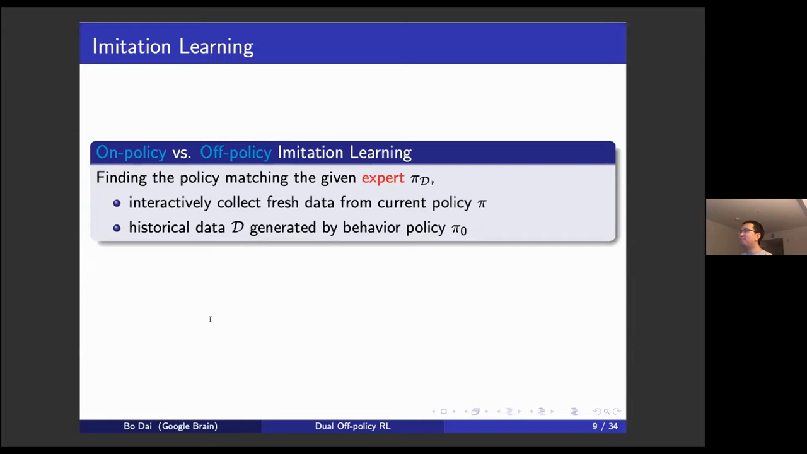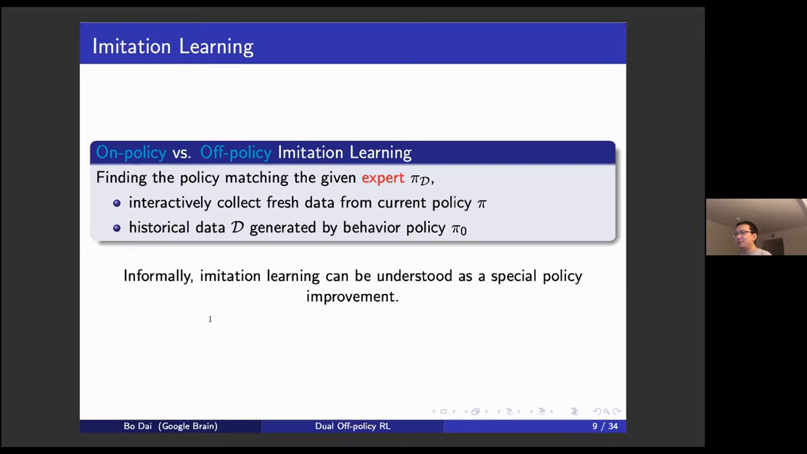And the third problem in RL is imitation learning. Still, it's characterized into two categories, like the previous two problems. One is on-policy. The task of imitation learning is that I give you the expert data, the data collected from the expert policy, and I want to learn the policy pi so that it can match the given expert policy. Roughly speaking, you can think of imitation learning as a special case of policy improvement, because if I set the reward to be the difference between your current policy and the target policy, I mean the expert policy.